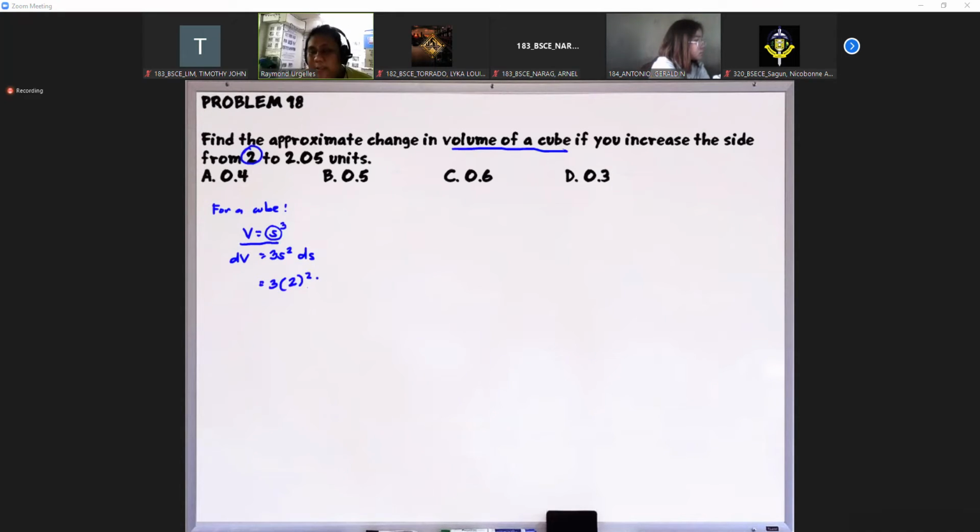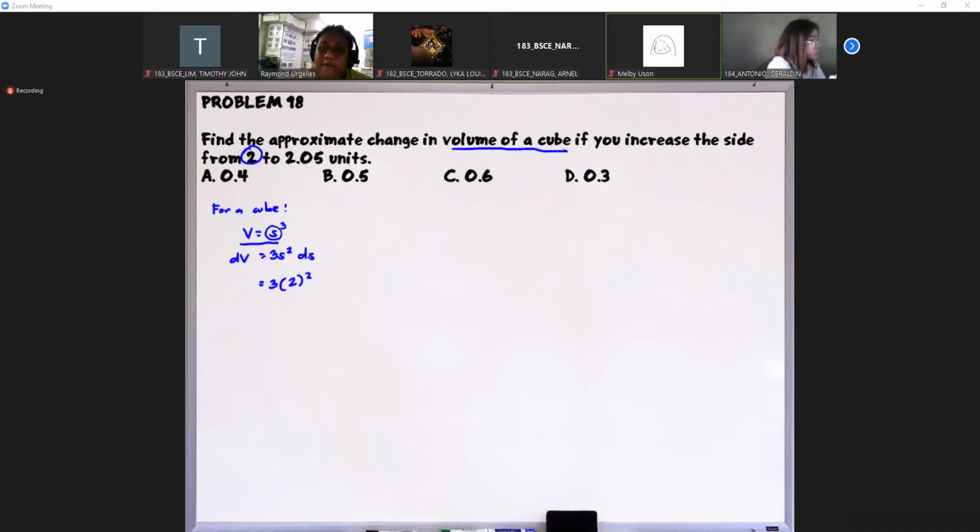So then yung ds natin dito is the change in the value of side. So again, this is a change, so kaya ibig sabihin, this is final minus initial. Ito yung final, ito yung initial. So therefore, that's 2.05 minus 2. Okay? So this is our differential volume or the approximate change in the volume. So pag sinolve natin yan, you will get 0.6. So therefore, the answer is letter C. Okay? So any questions para dito?